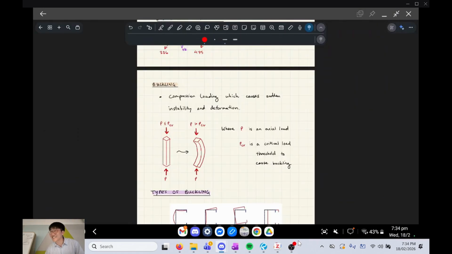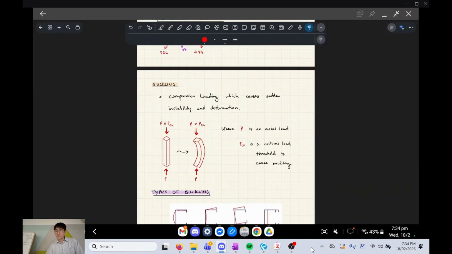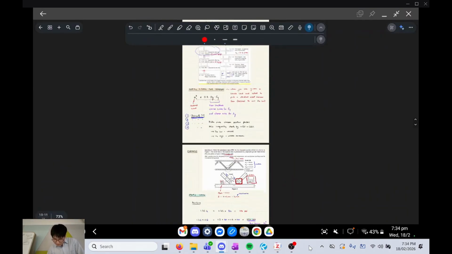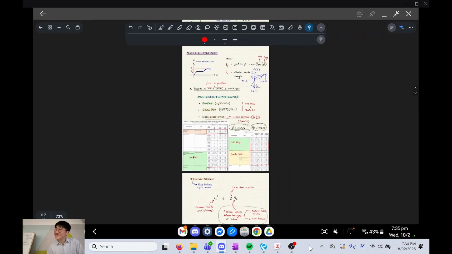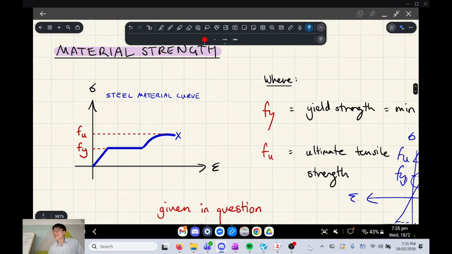Oh, sorry, questions. Any questions? Can you go through that material graph and explain to us what's happening with steel at each point? Yeah, the FY FU graph. What'd you say? FU, Leo. Okay, so yeah, no, that's right.